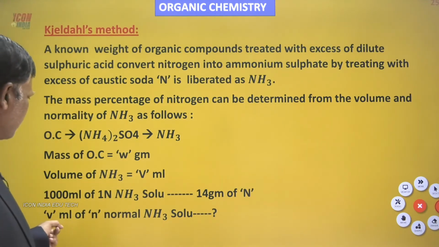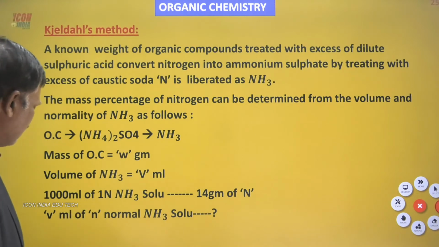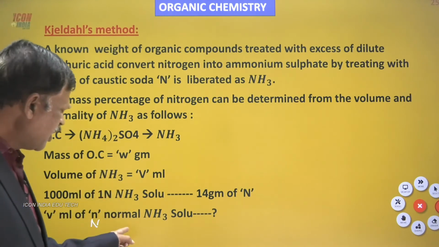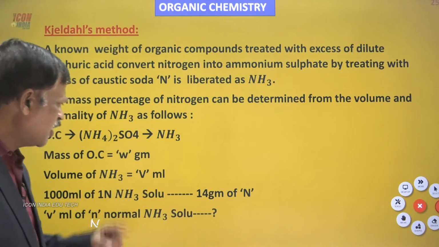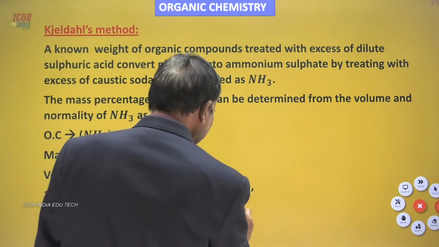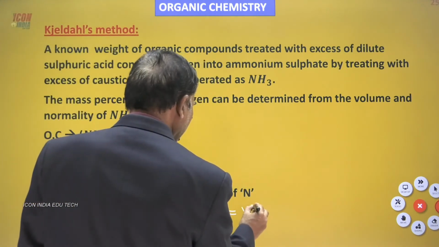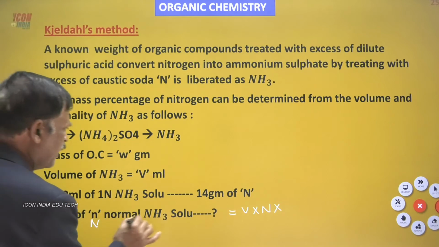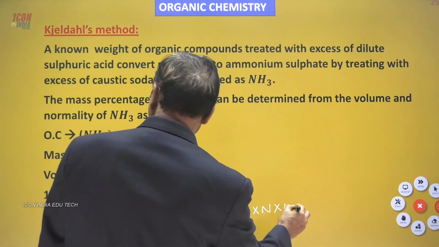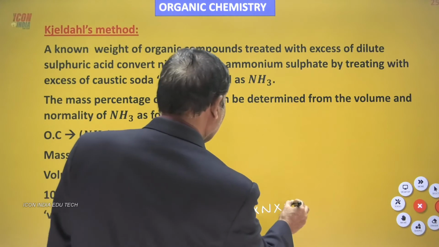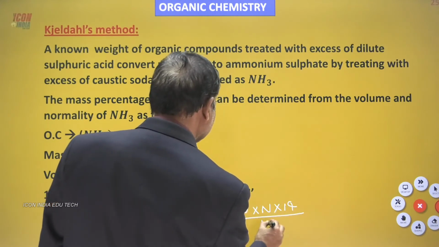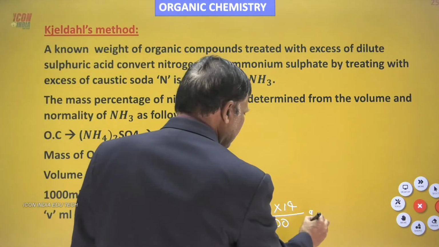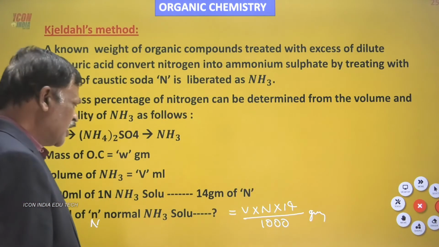So, V ml of N normal ammonia solution contains how much? That's equal to V into N into 14 divided by 1000. So, that is grams of nitrogen present in the given organic compound.